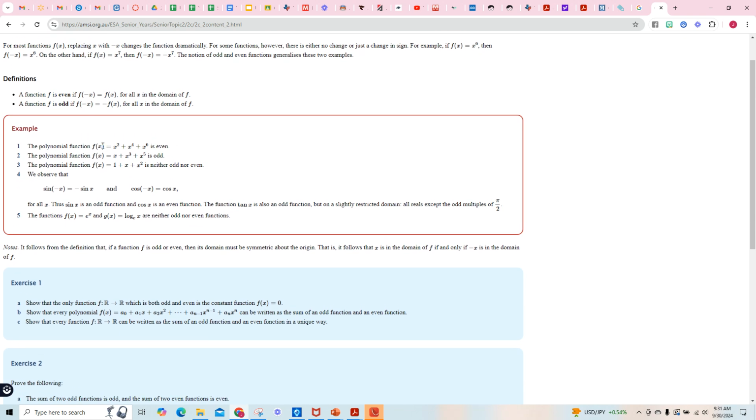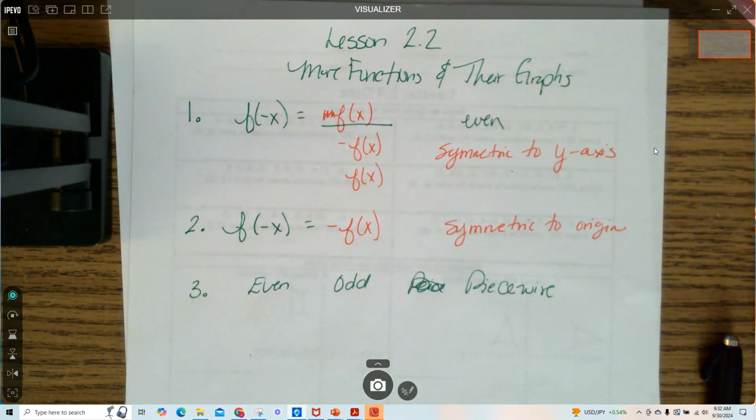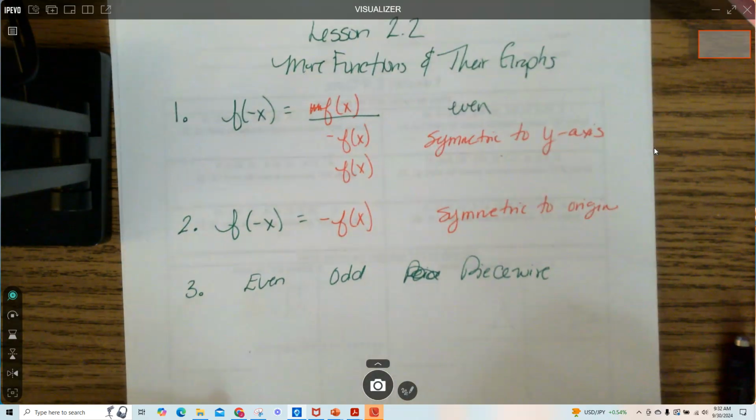But again, it's swapping out those pieces. For an even function, if you plug in a negative x into the function, you get the same function. If you plug in a negative x and everything changes signs, then it's an odd function. If neither of those work, then it can be neither. That's an option as well.